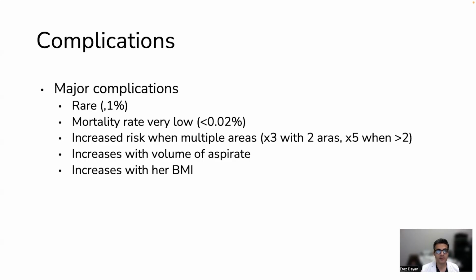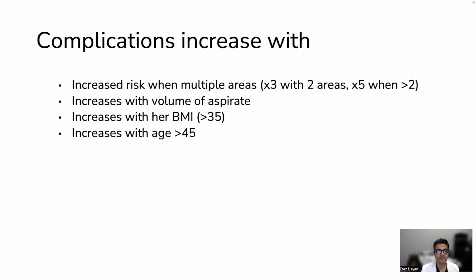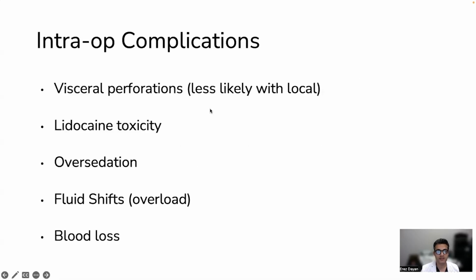So you really want to start with an ideal patient, a lower BMI patient without that much volume to aspirate, just to get comfortable with the procedure. So as I mentioned, anybody, older patients, higher BMI patients, as you would imagine, with higher volumes of aspirate in multiple areas are at increased risk.